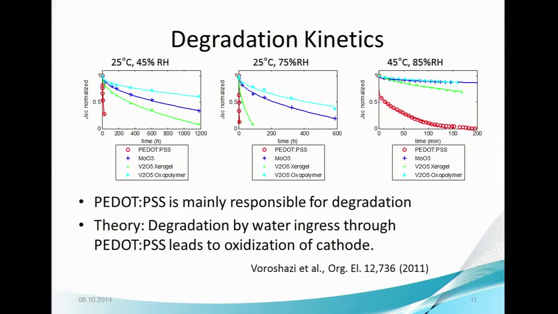And there's already a theory, which has been published some years ago by Esther and her collaborators: the water ingress, so we are working in air or in humid air, the water ingress through the hygroscopic PEDOT will actually lead to an oxidation of the aluminum cathode. And this is the main degradation mechanism in these devices that is responsible for the loss in short circuit current.